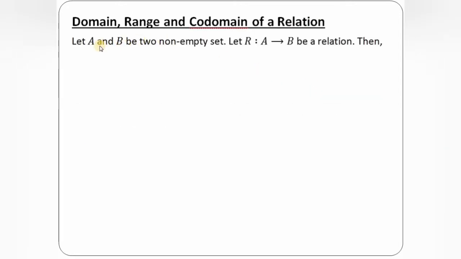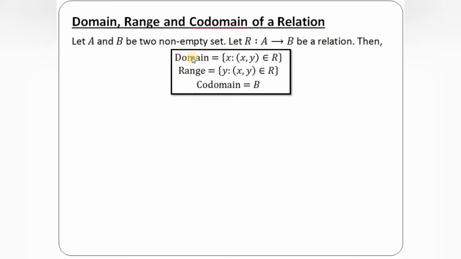Alright, so let A and B be two non-empty sets and let R be a relation from A to B. Then domain is a set. You can clearly see that this is a set of first elements. See, (x, y) belongs to R, that is, belongs to the relation, and if I choose all the first elements and put them in a set, then that gives you the domain.